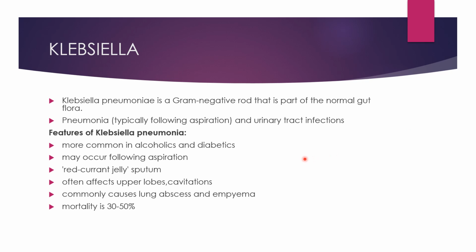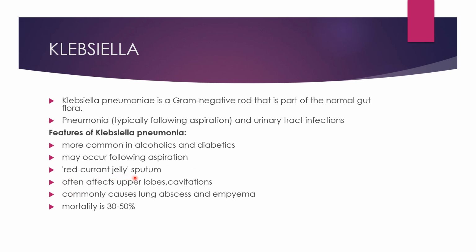And coming to Klebsiella, it is caused by Klebsiella pneumonia, a gram-negative rod that is a part of normal gut flora. And this pneumonia by Klebsiella usually follows aspiration. So in the MCQ, they can give you a stroke patient who is at high risk for aspiration and who has aspirated and developed pneumonia over a few days. So in that case, you can suspect Klebsiella, and it will also cause urinary tract infections. And the features of Klebsiella pneumonia, it is more common in alcoholics and diabetics. So in the question, they can also mention that the patient is alcoholic and is diabetic, and that can happen following aspiration. These 3 points, alcoholics, diabetics, and aspiration, are very important.